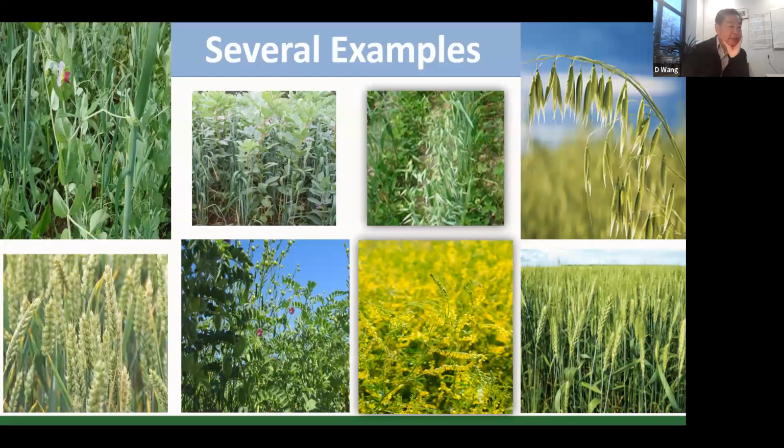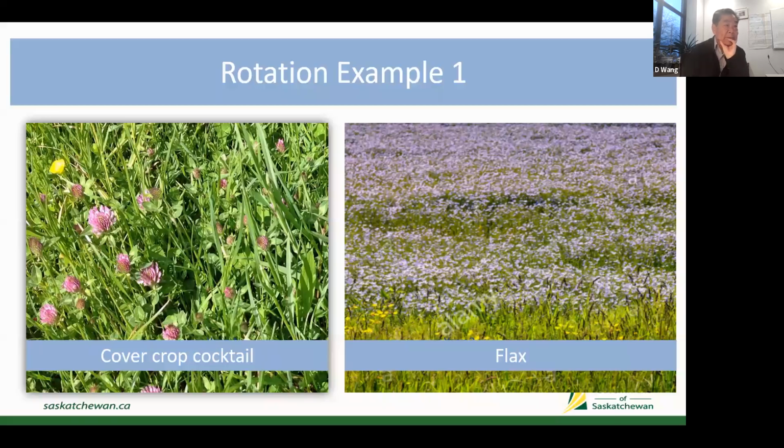Let's look at some examples. The first example is 2 years rotation, and some producers are using the 2 years rotation, 1 cover crop and 1 cash crop. I would think they use this kind of rotation to build their soil health. Otherwise, I think financially it might not be viable.